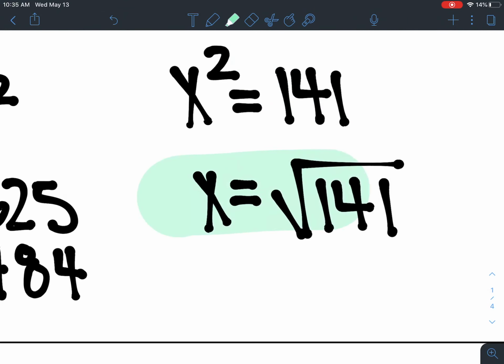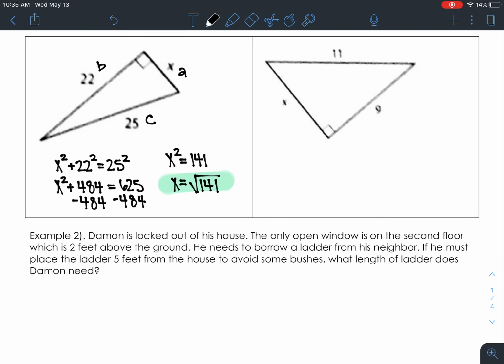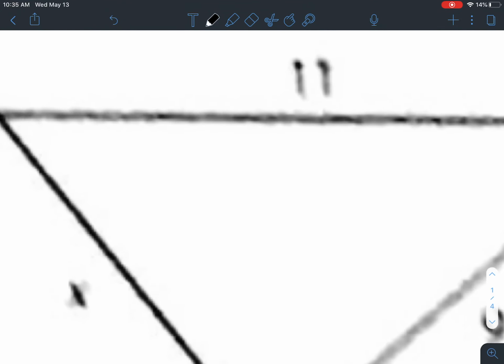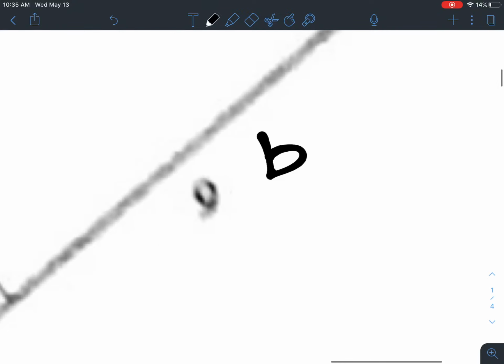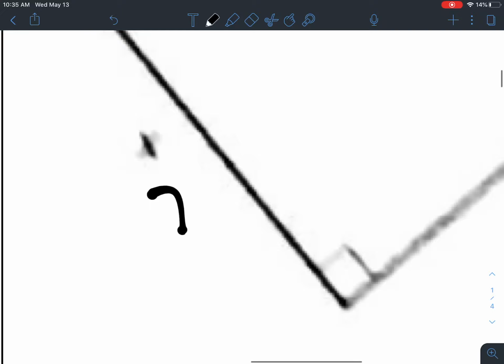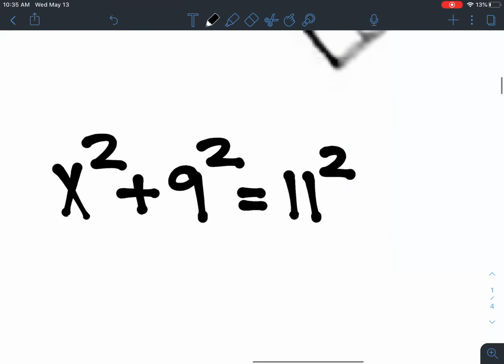If it did simplify further, meaning we could break down that radical, I would expect you to do that. Let's try the next one. Same idea. 11 is going to be your c. Let 9 be your b. It's a little hard to read. And x is going to be your a. So we're going to have x squared plus 9 squared equals 11 squared.